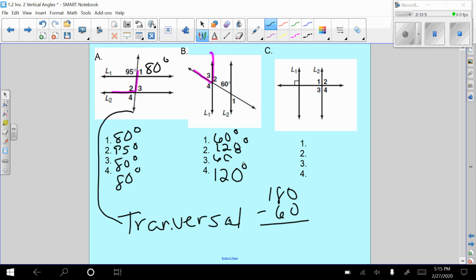Now the last one has the two parallel lines, and the transversal cuts exactly across at a 90-degree angle. That is perpendicular lines. And we already learned that when lines are perpendicular, the angles within those perpendicular lines are all going to be 90 degrees. You can now do page 7 of your homework.